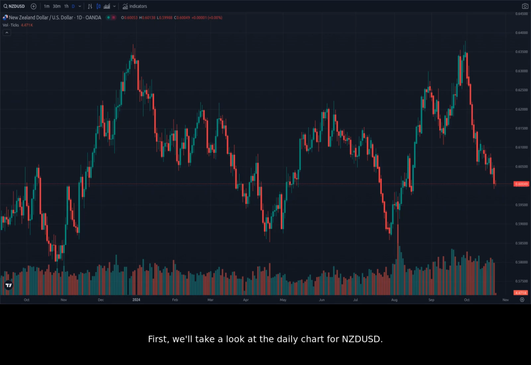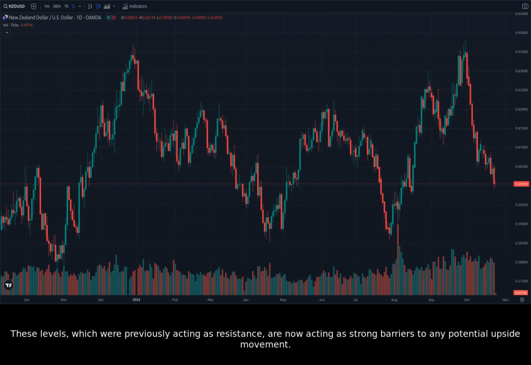First, we'll take a look at the daily chart for NZDUSD. The daily chart shows a clear bearish trend, with the price making lower highs and lower lows. This trend has been particularly strong over the past few weeks, as we've seen a consistent decline. Notice how the price has broken below several key support levels. These levels, which were previously acting as resistance, are now acting as strong barriers to any potential upside movement.